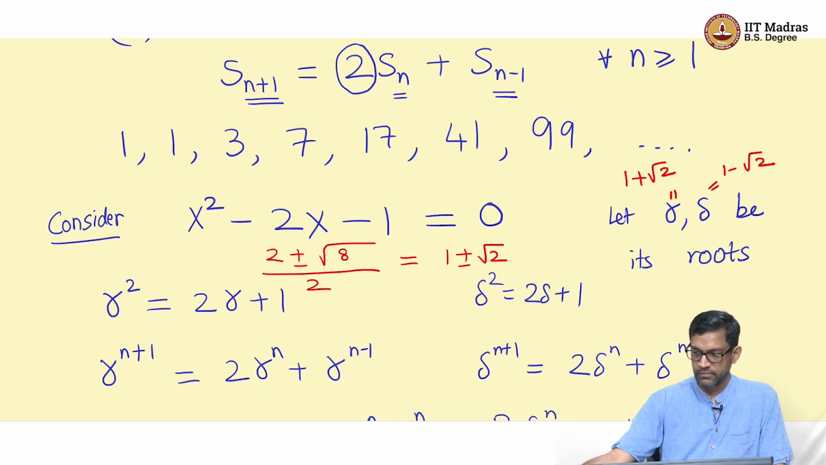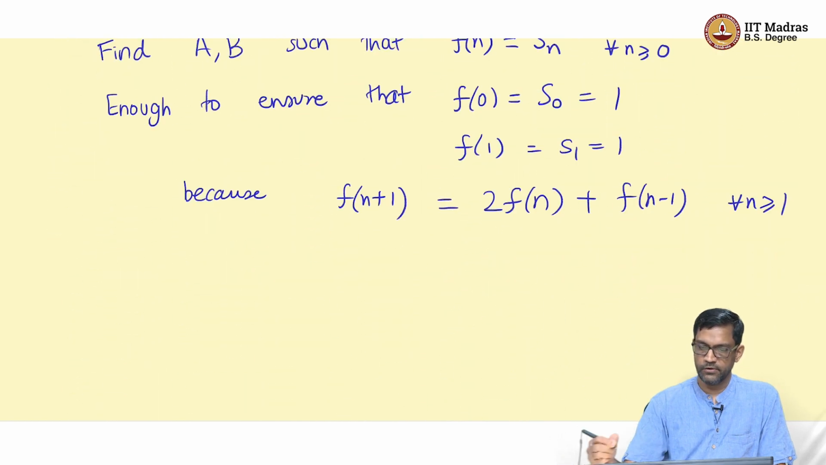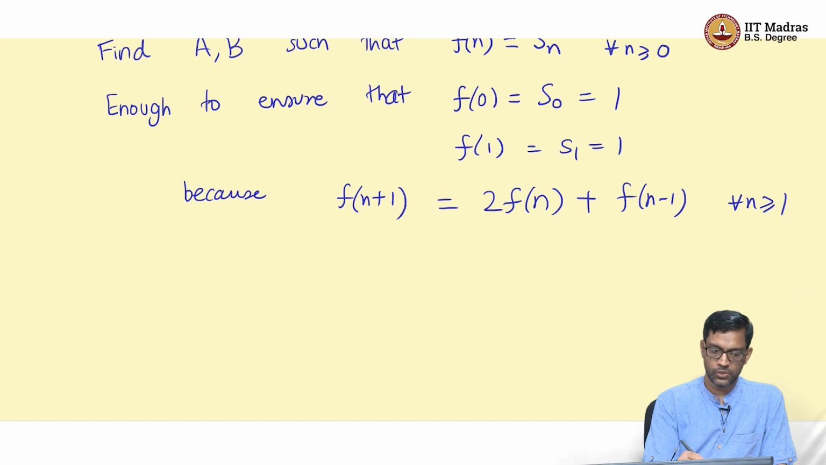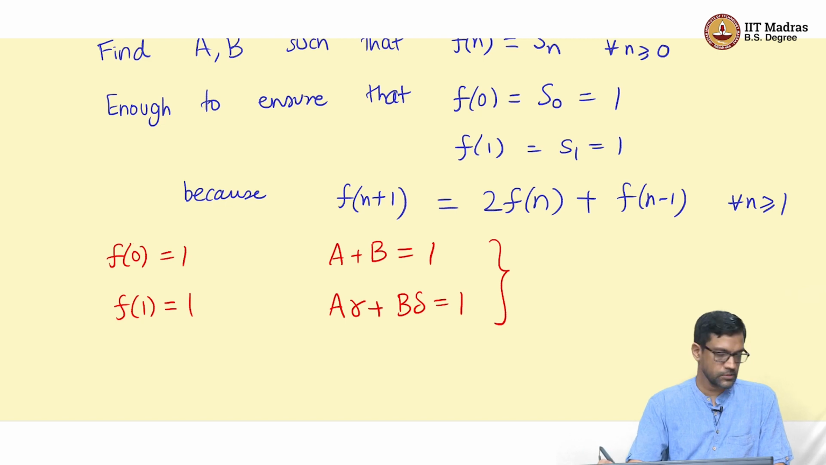Okay, so again we can find a formula for the terms here. You can solve for a and b. So let me just quickly write those equations out. So let's write this first equation. F of 0 is 1 tells me that a plus b is 1. F of 1 is 1 tells me that a gamma plus b delta is 1, and you have to solve these equations.